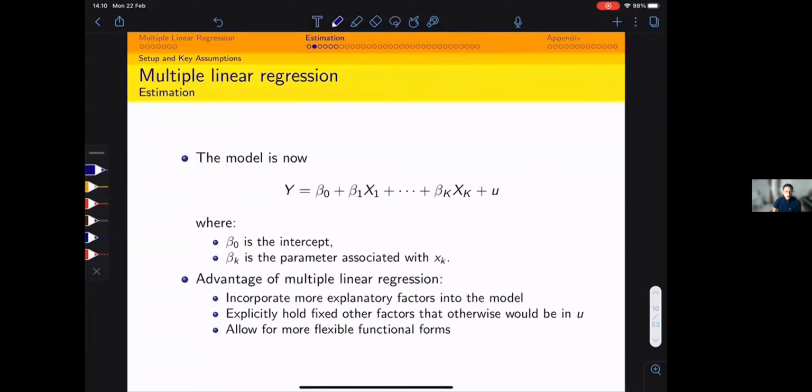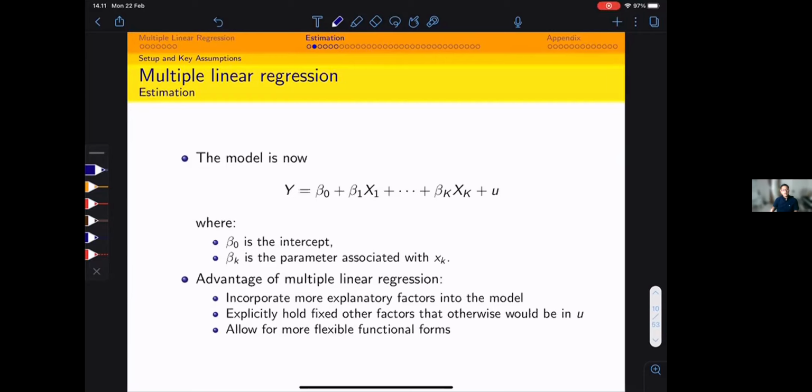All right, so the model is now y equals beta 0 plus beta 1 x1 plus beta 2 x2 plus beta 3 x3, and so on until beta k xk. So what does it mean? It means that we not only include one explanatory variable x, but we include more than just one explanatory variable. So we have x1, x2, x3, and so on until xk. Now beta 0, beta 1, beta 2, beta 3, and so on are still the parameters of the model. But we have to be careful in noting that each parameter is assigned to different variables. So for example, beta 1 is associated with x1, beta 2 is associated with x2, and so on, okay?